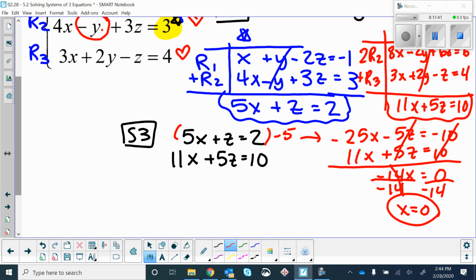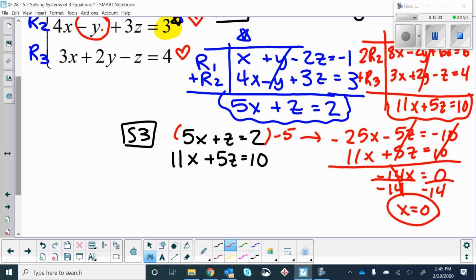I feel like I did enough math. I want to just walk away from this problem. Am I done? I still need to find what? Y and z. I have x. I have x equals 0. So read step. We're actually, okay, let me back up a little bit. We're actually not done with step 3.